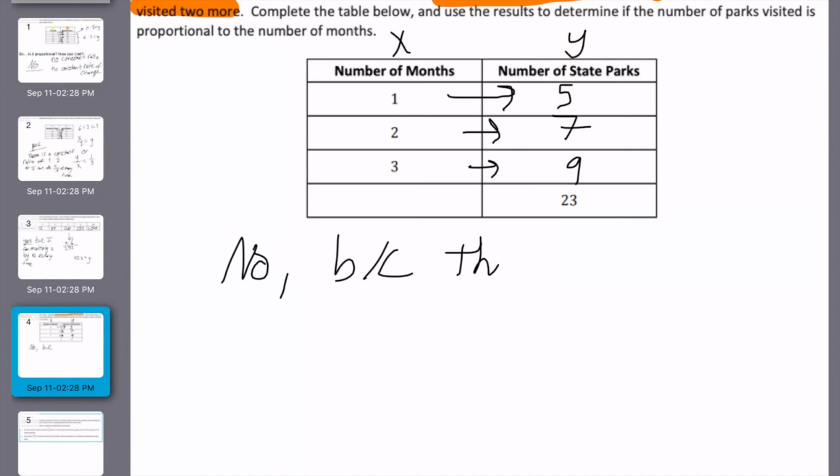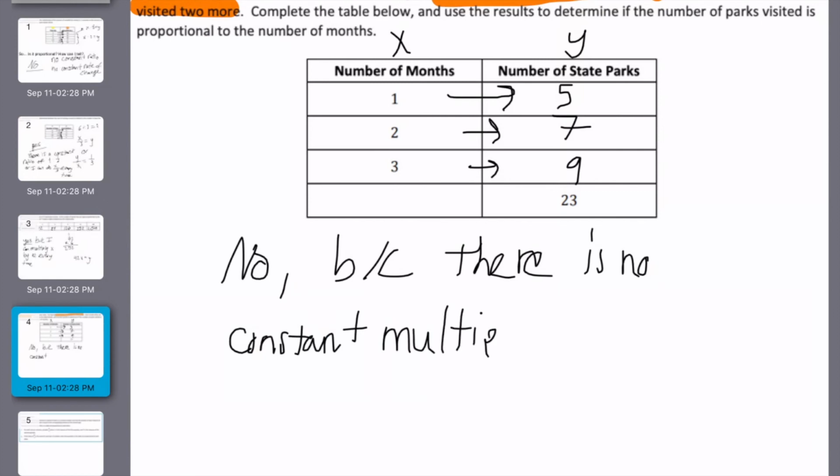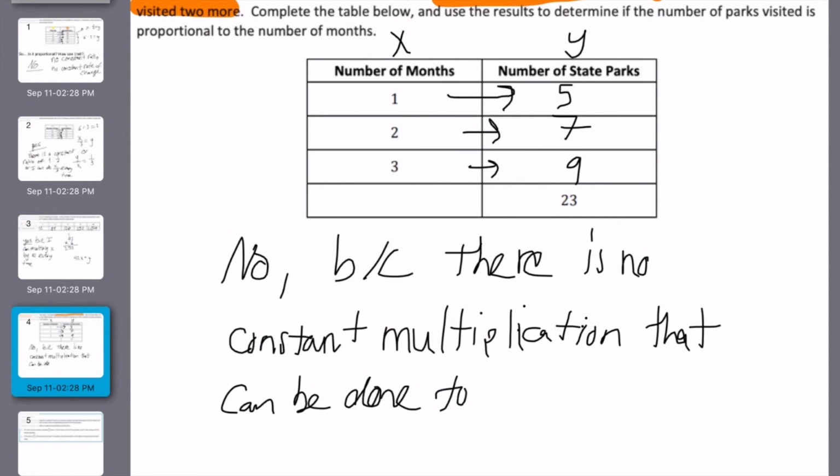because there is no constant rate or constant multiplication that can be done to go from x to y.